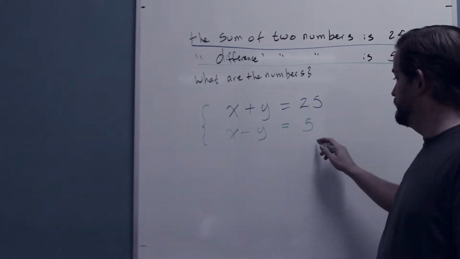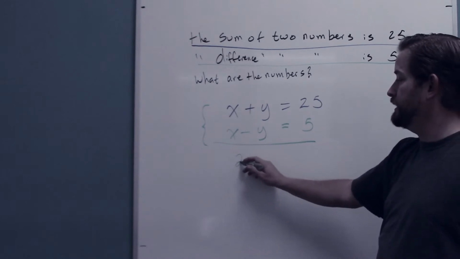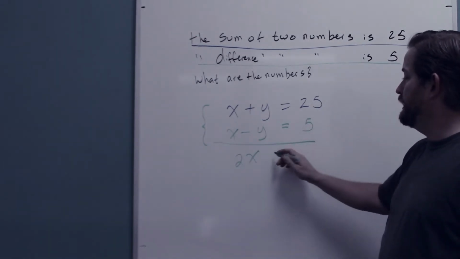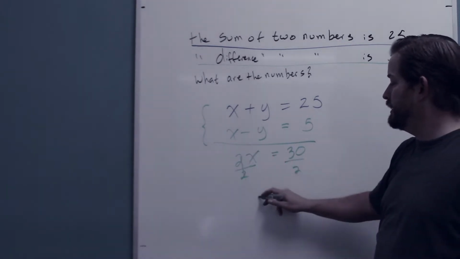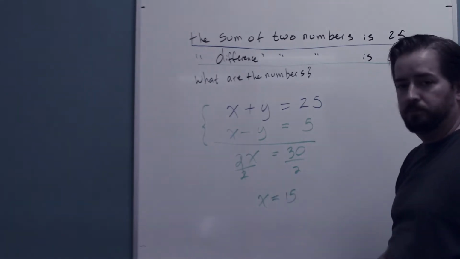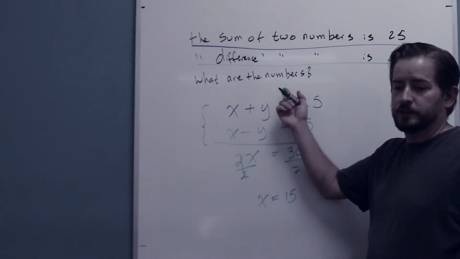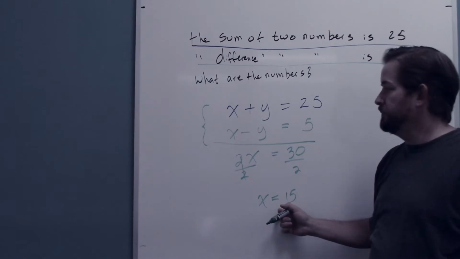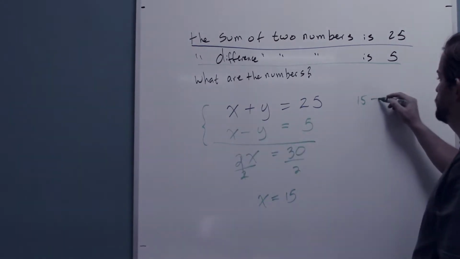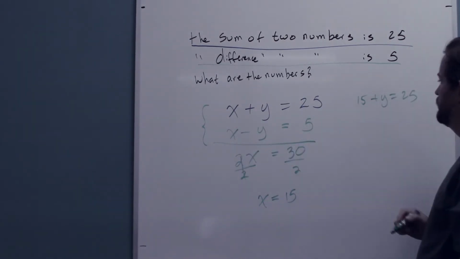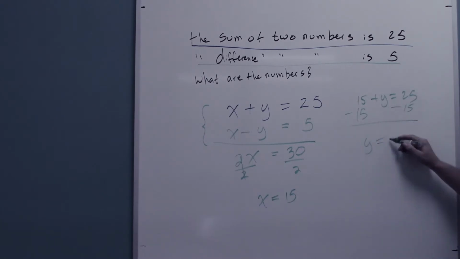But this, you'll recognize, is very much set up to be an elimination problem. If I add the left-hand sides, I get a 2x, and my y's are eliminated. If I add the right-hand sides, I get 30. And if I divide by 2, I found one of my numbers already: x is 15. There's no translation at this point because there's not a great story. There's two numbers. Well, one of them is 15. What's the other one? I plug it in here. x is 15, so 15 plus y equals 25. If I subtract 15 from both sides, I get y is 10.